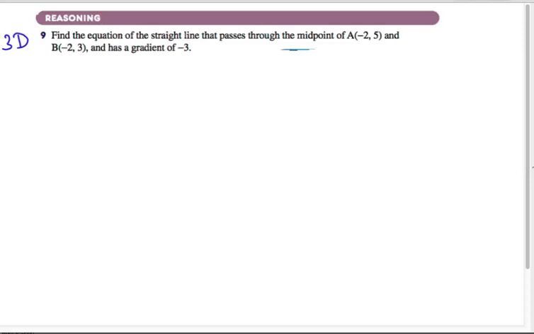So what do we do? Well, you find the midpoint. How do you find the midpoint again? Well, the key word is to average, right? Average the coordinates. So the x coordinate of the midpoint is going to be the average of -2 and another -2.